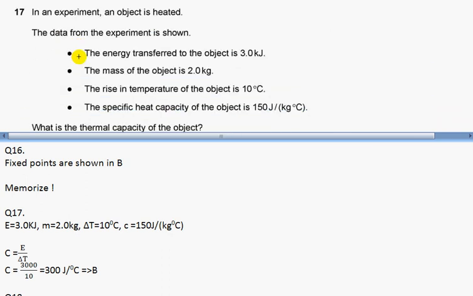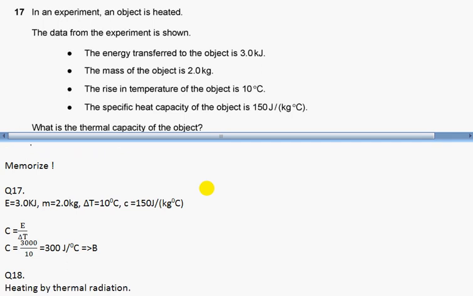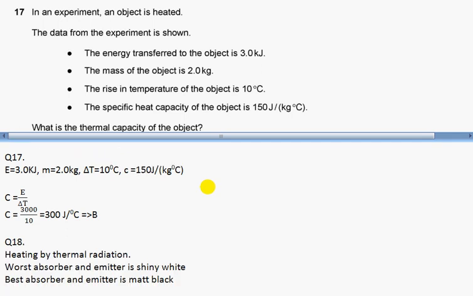Question 17. In an experiment an object is heated. The data from the experiment is shown. So let's summarize this data. Energy supplied 3 kilojoules, mass of object 2 kilogram, change of temperature 10 degrees, and specific capacity 150.